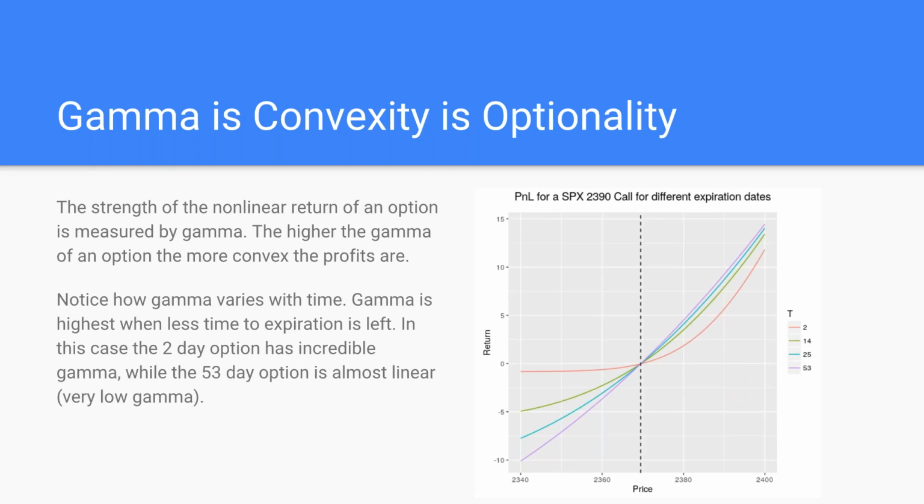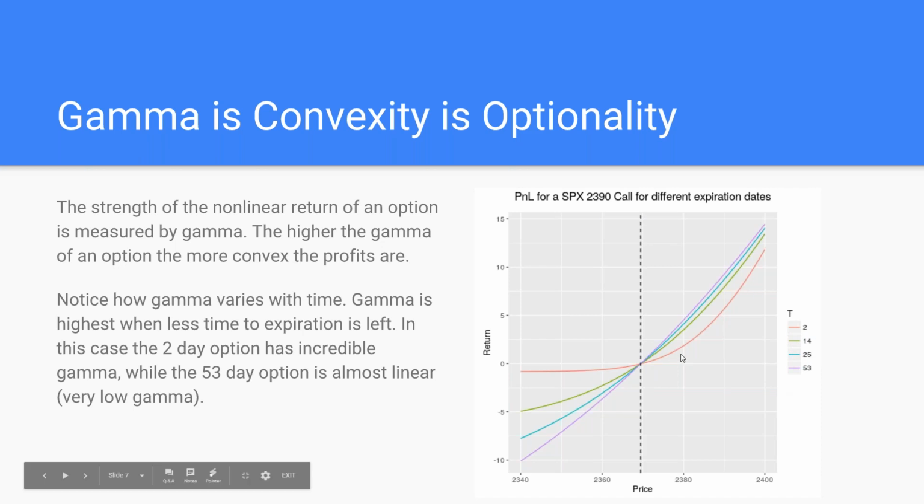It's a number that tells us how convex something is. And for that, I'm going to use this chart here that is showing the same profit and loss profile for the same strike option, but for different expiration dates. The red one is only for options with 2 days, the green one for 14, and so forth and so on. And this, by the way, was all real data. At the time when I did this, it was real-time data.